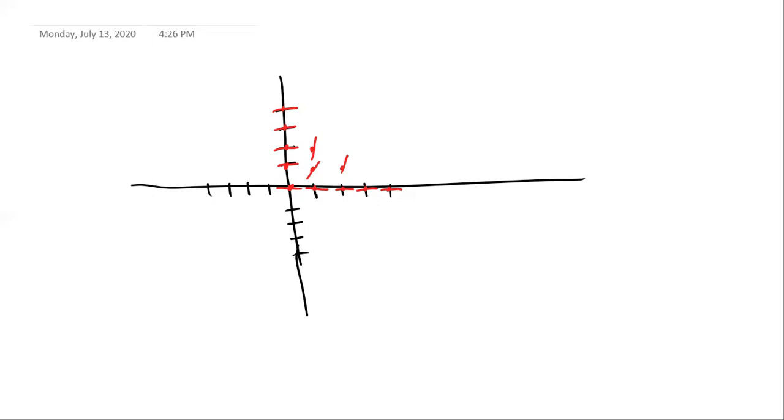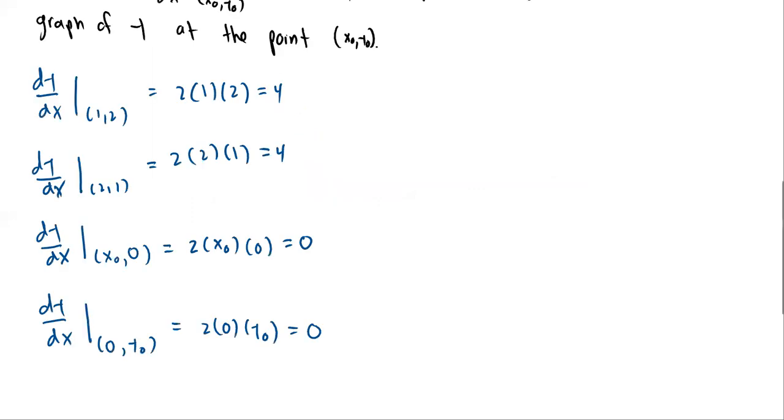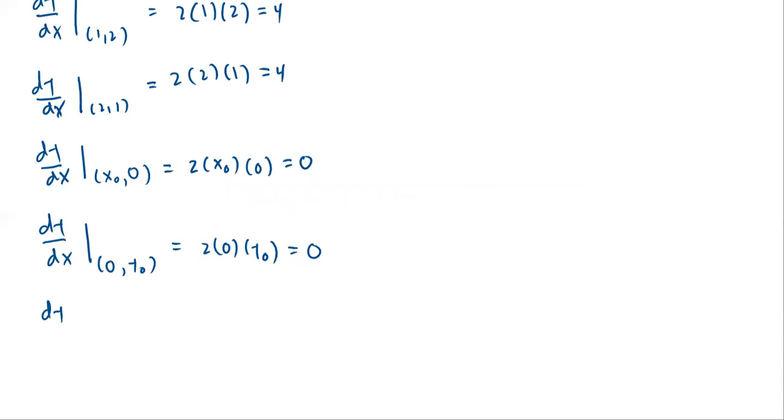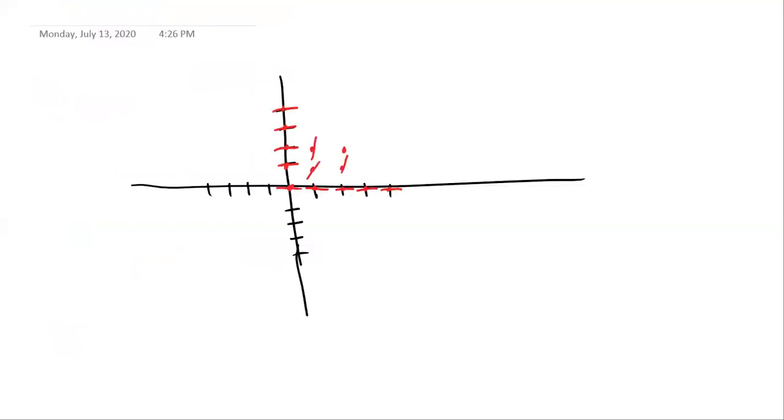So let me do one more. So we do the point 2, 2. Let's evaluate at 2, 2. So what is this going to be? 2 times x equals 2 times y equals 2. This is going to be 8. Let's go to our plot. Something with slope 8, so it's going to be very vertical. Just based on my sketch, it's going to be very vertical.